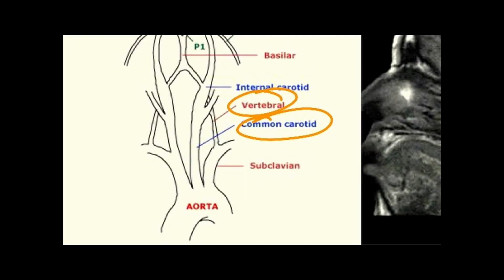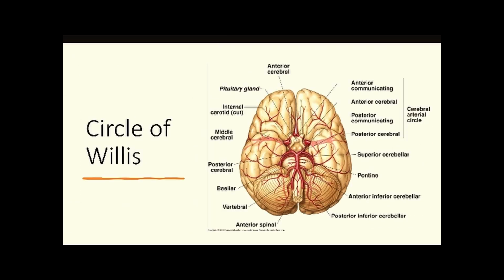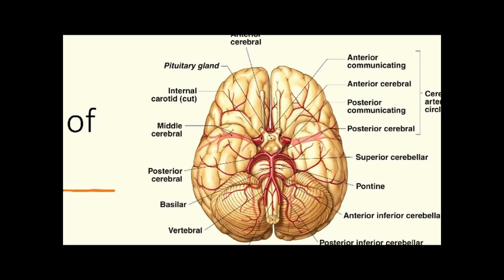We have secondary vessels to help with blood flow when we need it. That's what these vertebrals are for. And you can see as we go up, the vertebrals and the carotids start to mix. And then here's our circle of Willis.